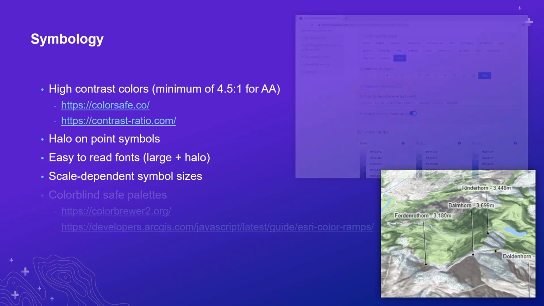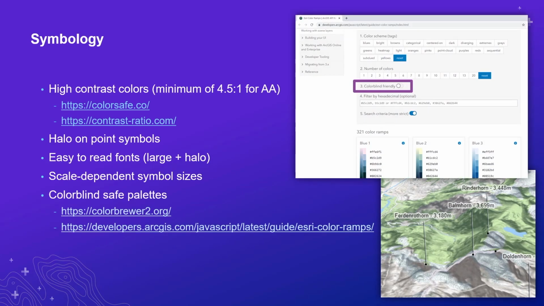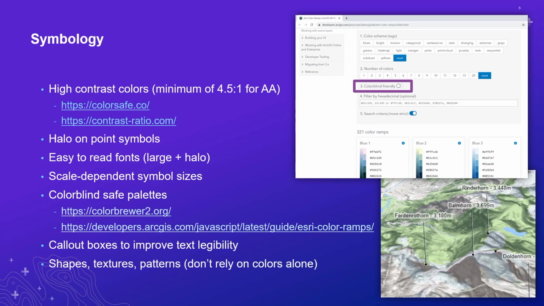I already talked about scale-dependent symbols. There's a tool out there that was released with the latest JavaScript API version. It allows you to create color ramps, and you see there's one option for colorblind friendly palette. So that's a really great tool I encourage you to use. And you can use color boxes to improve the text legibility. That's really cool. You can think about it as like speech bubbles in a comic. And then also don't rely on colors alone. Use shapes, textures, and patterns instead.